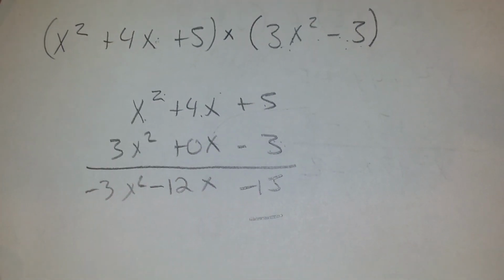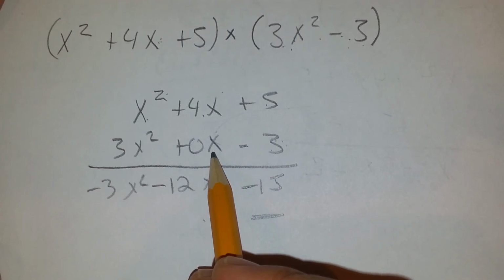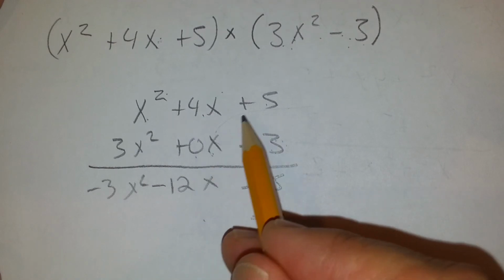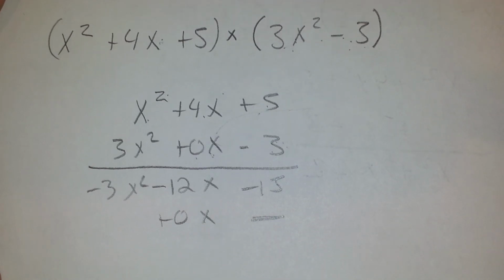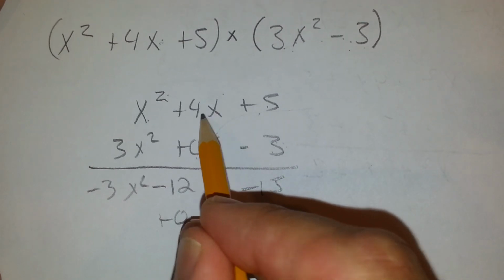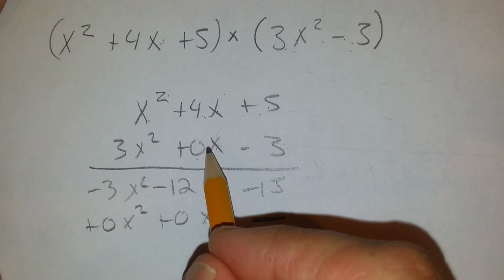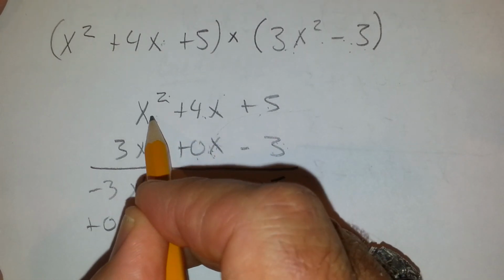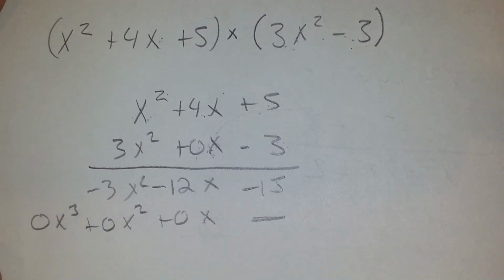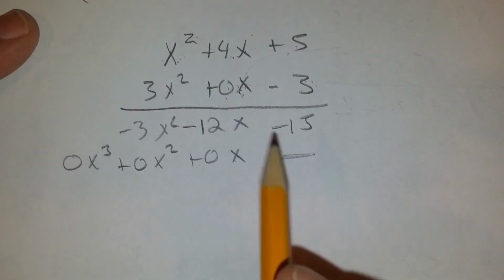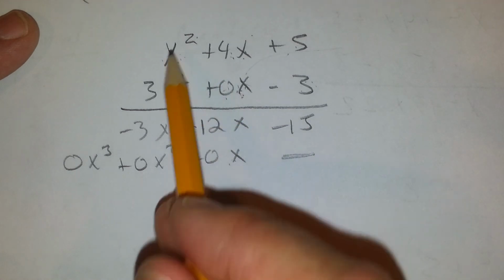Now I move over a place value just like normal, because now I'm starting off in the x to the first place value. 0 times 5 gets me 0x. 0x times 4x gets me 0x squared, and 0x times x squared is 0x cubed. So notice here this 0 gave me 0x, 0x squared, and 0x cubed.